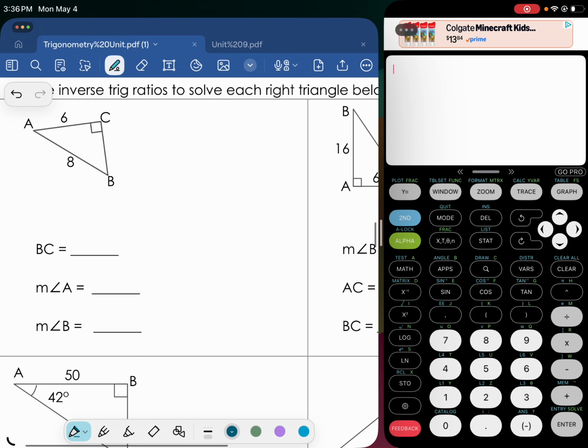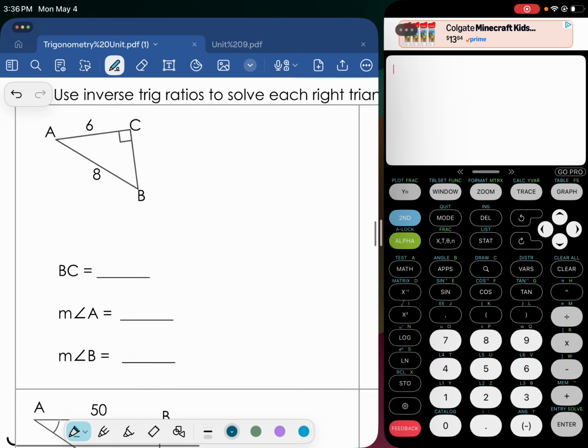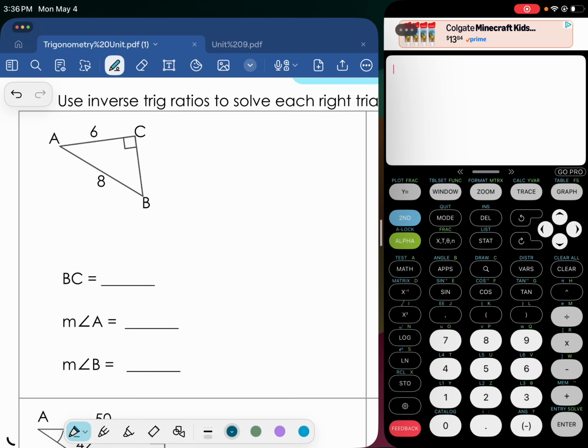Now I'm going to zoom in on this first example and just jump right in. Currently I know 6 and 8. In order to decide if that's opposite, adjacent, or hypotenuse, I need to pick an angle first. So I'm just going to pick angle A. I'm going to write my A. This would be the adjacent. This would be the hypotenuse. This would be the opposite.